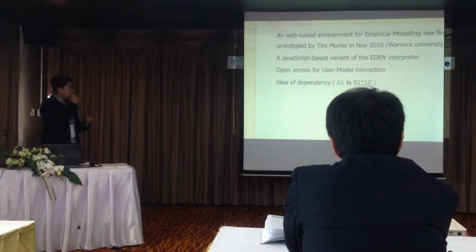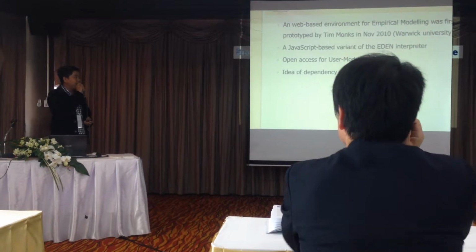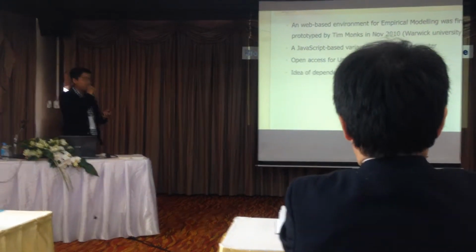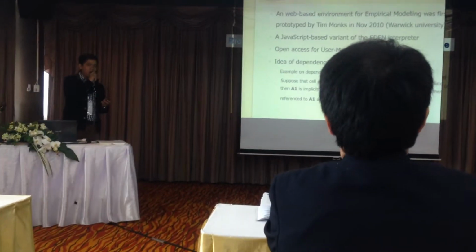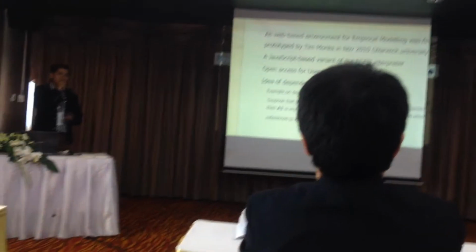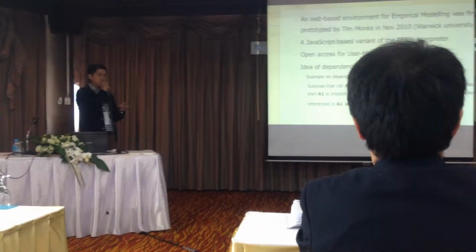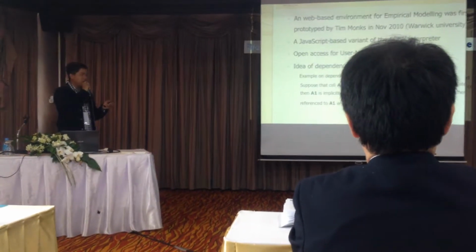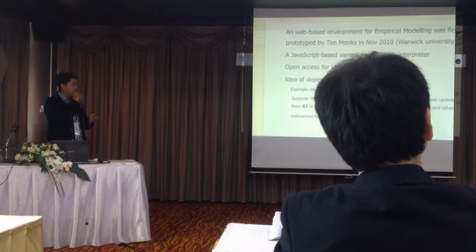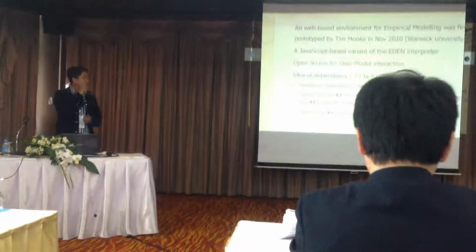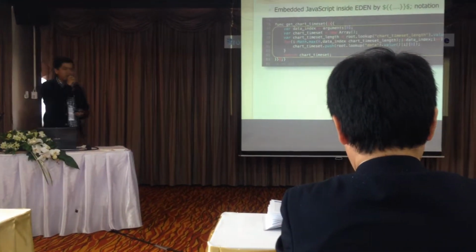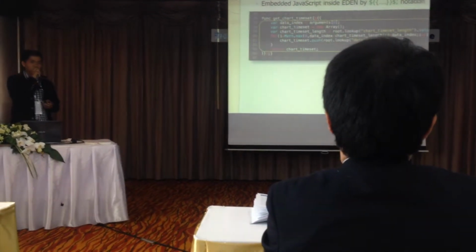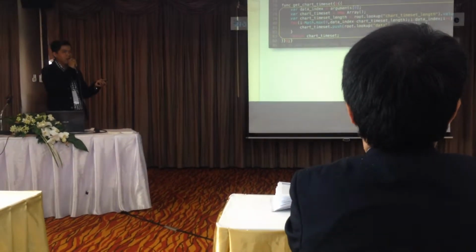And now let's see the idea of dependency, for example A is B1 times 10. You can imagine a spreadsheet, the referencing of cells in a spreadsheet. It really works the same way as the dependency in EM. And moreover, in JS Eden, we can embed JavaScript into the JSON, like the figure that I showed in the slide.